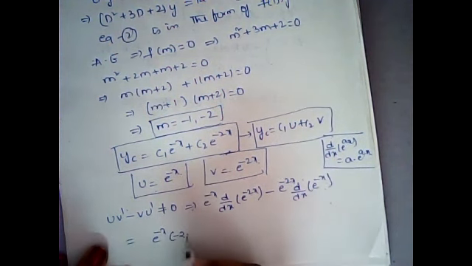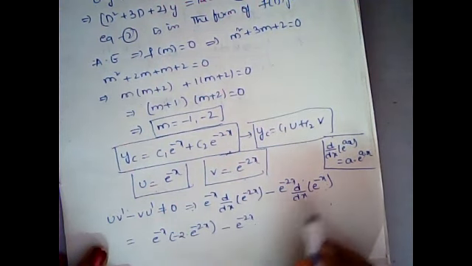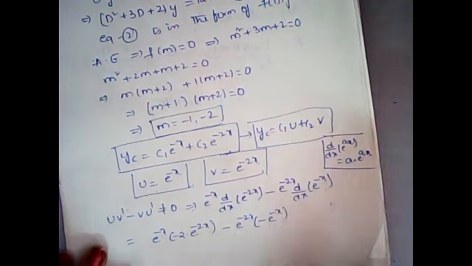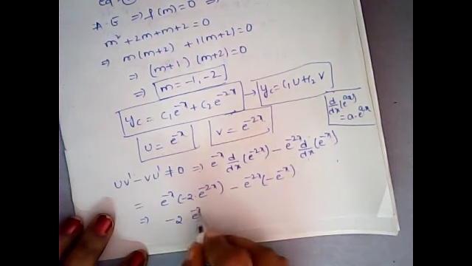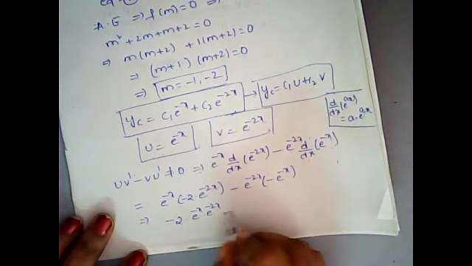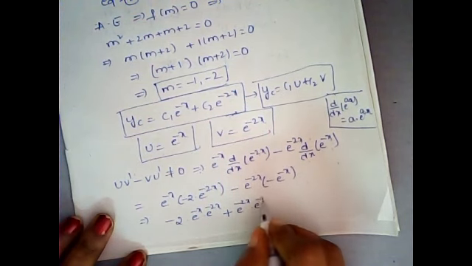differentiation will be minus 2 into e power minus 2x, minus e power minus 2x into the differentiation of e power minus x, which will be minus e power minus x. Now solving these, we will be getting here minus 2 into e power minus x into e power minus 2x, minus of minus plus e power minus 2x into e power minus x.